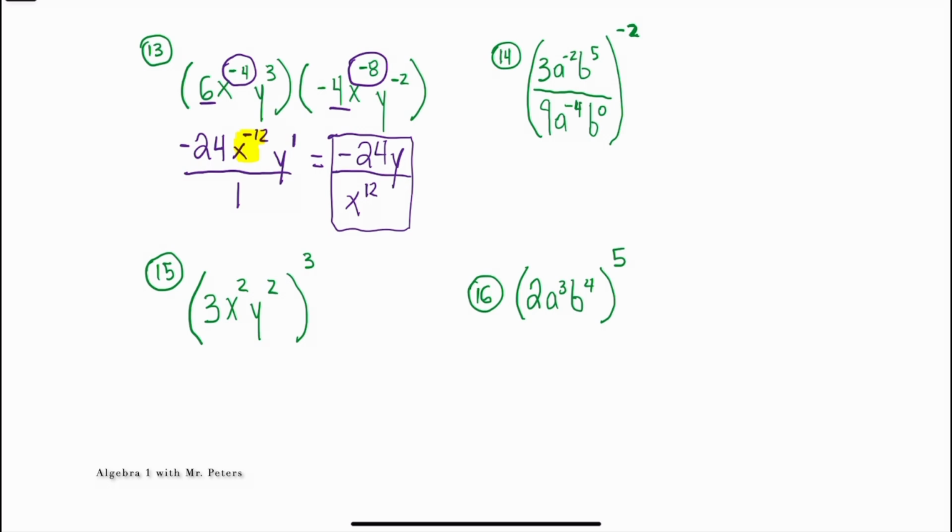Now, the second example. This becomes challenging because of this negative exponent. But the best way to do this is let's simplify the fraction, then we could take care of that exponent on the outside.